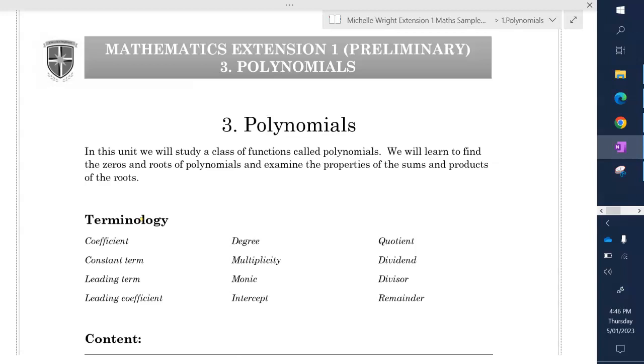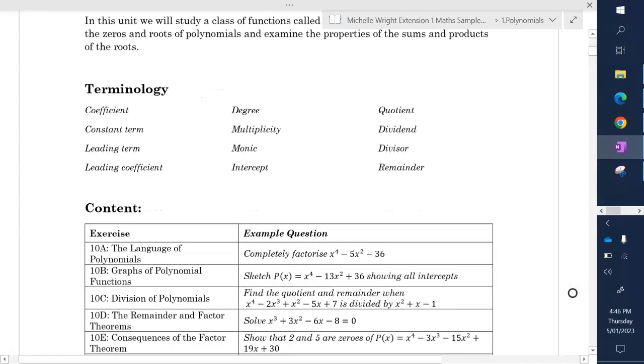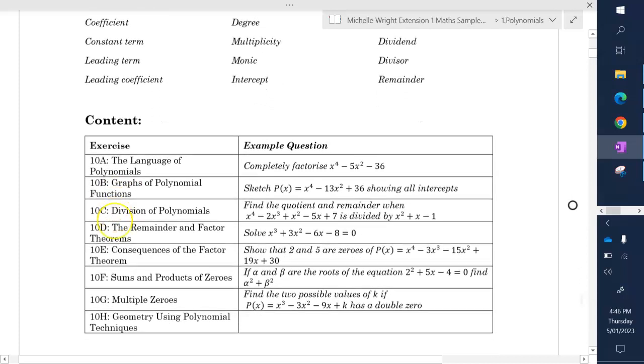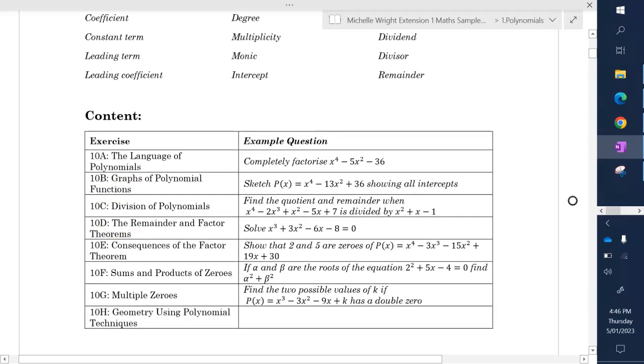So for this topic, it's chapter 10 in the Cambridge textbook of the Year 11 Extension 1 book, and there are sections from 10A to 10H. Because we've changed our lessons to 75-minute periods, some of the exercises might be combined. I'm still working on that. We're going to start with the language of polynomials, and I'll probably group that together with graphs of polynomials and functions because we're fairly familiar with that. So we're going to start today with the language of polynomials.